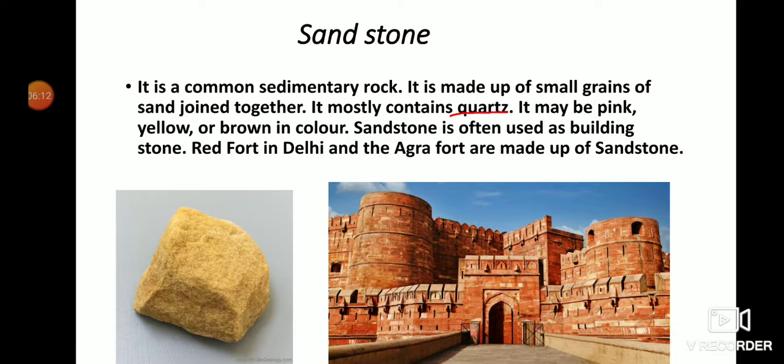It may be pink, yellow or brown in color. Sandstone is often used as building stone, that is, used for construction purposes. The Red Fort in Delhi and the Agra Fort are made of sandstone. Here you can see a picture of the Agra Fort, which is made of red sandstone.